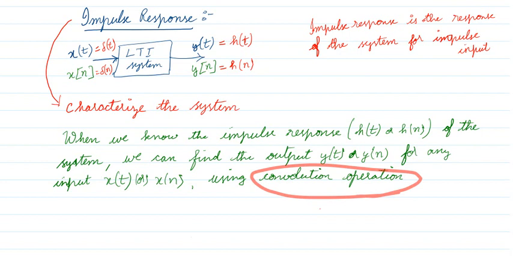How will you find the impulse response? I will give the input as impulse, and the output is called impulse response. In discrete time the input is delta of n, and the output is called impulse response h of n. Okay, once you know this h of t and h of n, then using this you can find the output for any input. But what you have to know is the impulse response. So impulse response is very, very important.